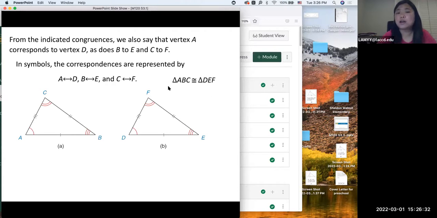So actually, if I don't show you the picture and I only say triangle ABC is congruent to triangle DEF, you could tell which vertices are corresponding.